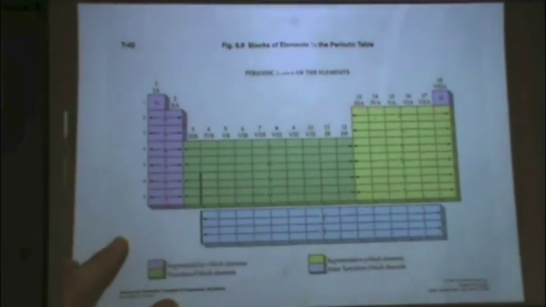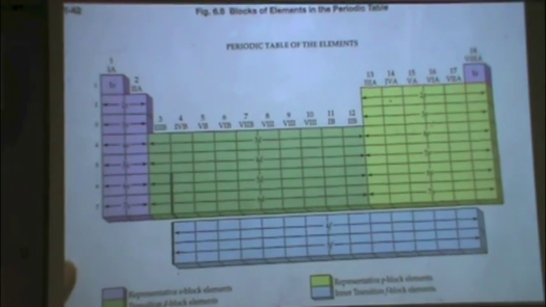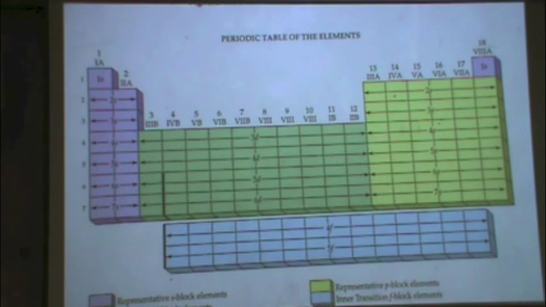And it follows a really nice pattern. I'll show you this. This will be a better one to look at. A really nice pattern on the periodic table. The first two columns represent the s orbitals.